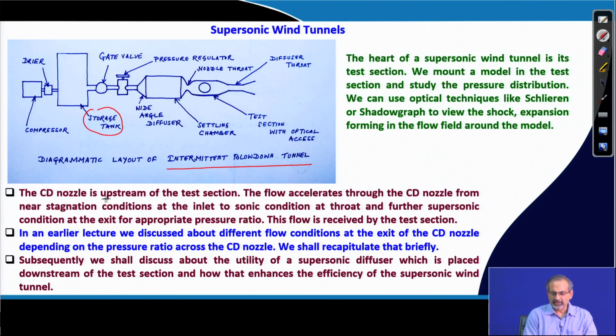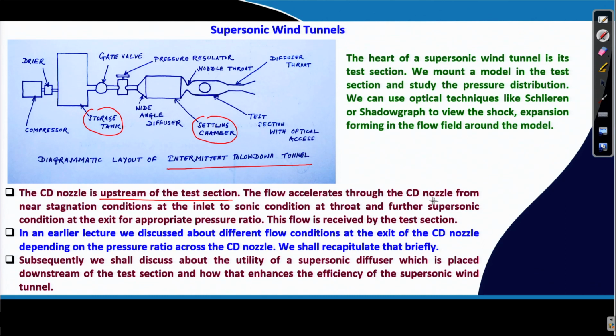So, the CD nozzle is located upstream of the test section. The flow accelerates through the CD nozzle from near stagnation conditions at the inlet, which is created at the settling chamber end. Because of the fairly high area ratio between the settling chamber and the CD nozzle throat, you can assume that the flow is almost stagnant at the settling chamber end before it starts accelerating through the converging section of the CD nozzle.